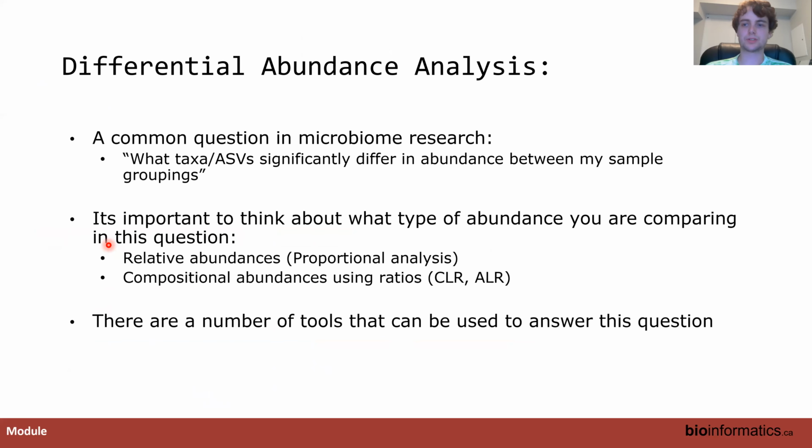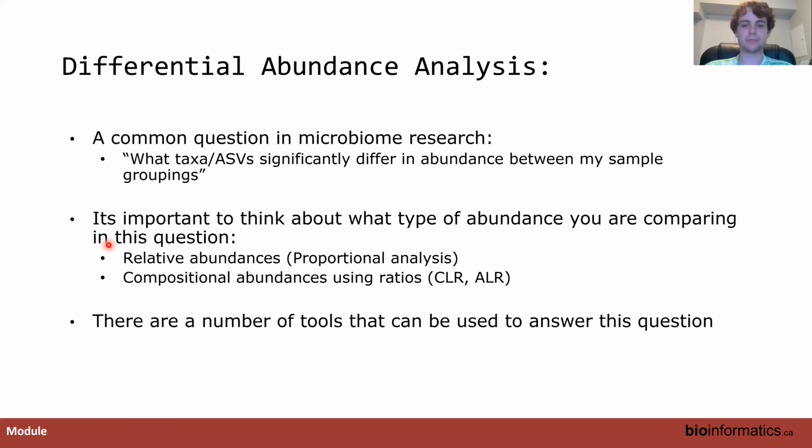Now, one of the most seemingly easy, but actually one of the most difficult questions to answer in microbiome analysis is which taxa or amplicon sequence variants significantly differ in abundance between my groups of interest. So for example, between healthy individuals and diseased individuals. And before we even talk about the tools to answer these questions, it's important to spend a little time thinking about what you're exactly asking here.